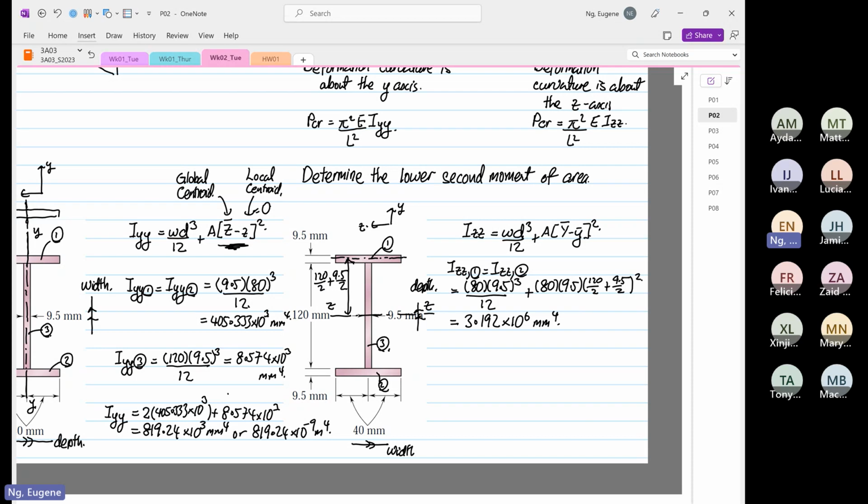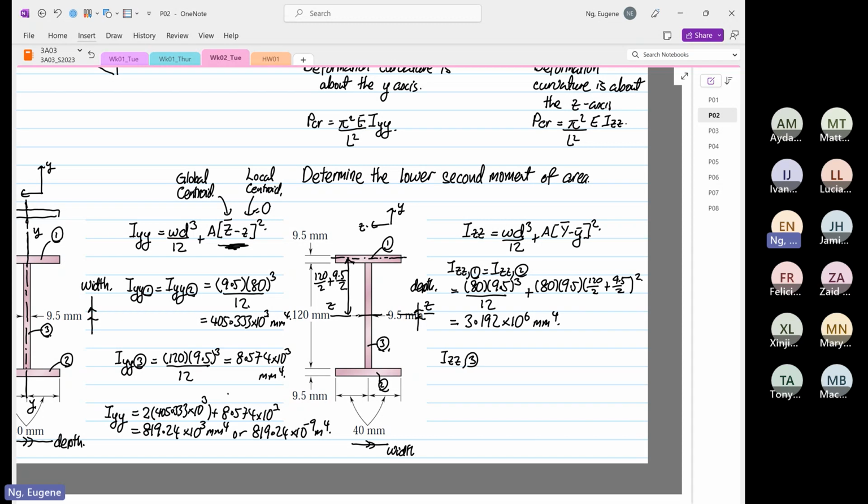Let me try again. 120 divided by 2 plus 9.5 divided by 2 squared times 80 times 9.5 plus 80 times 9.5 power 3 divided by 12 is equal to 3.192. Okay. Then we have to calculate IZZ3.